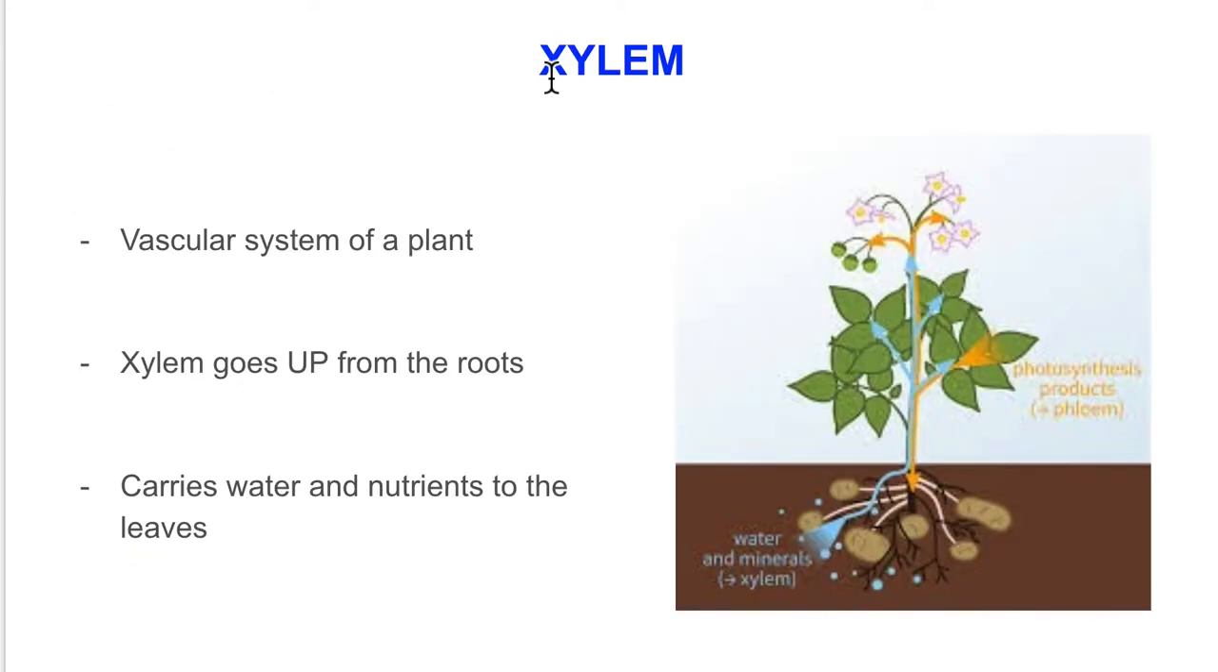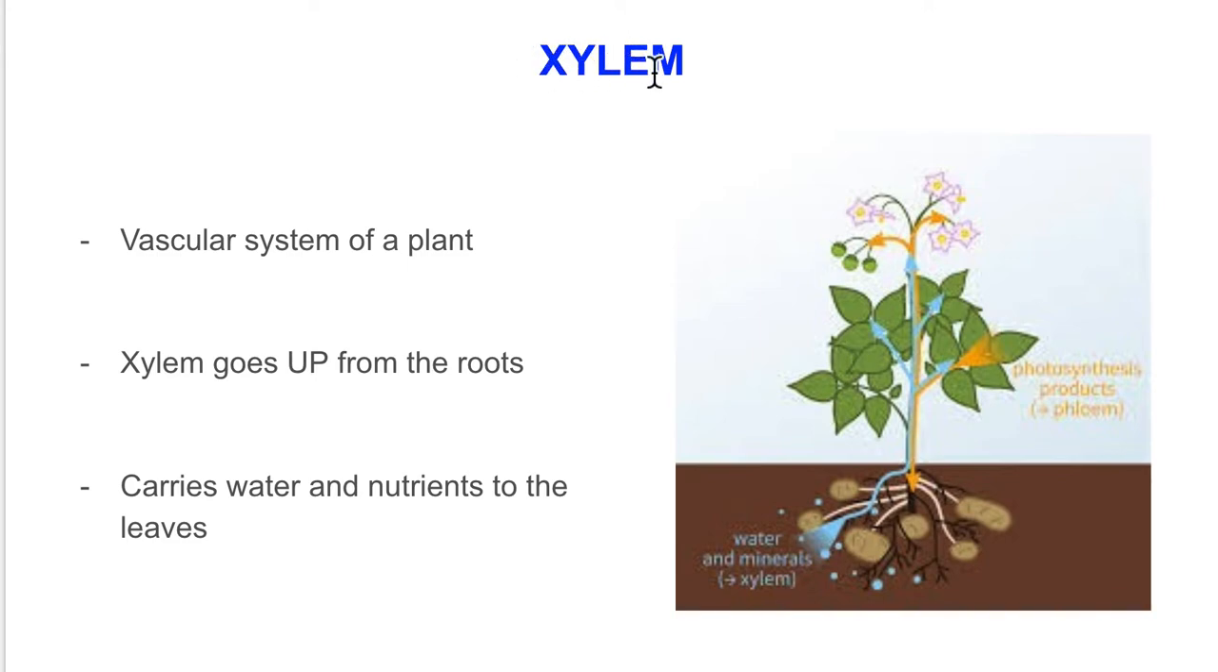Next word is xylem. This is like the vascular system of a plant. So in humans and other animals, we have arteries and veins that move our blood around. Well, plants have that too. It's just not called an artery and a vein. It's called xylem and phloem.